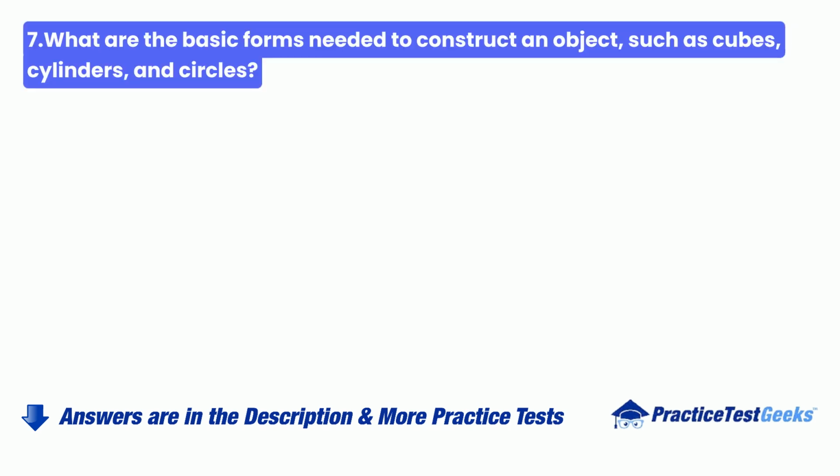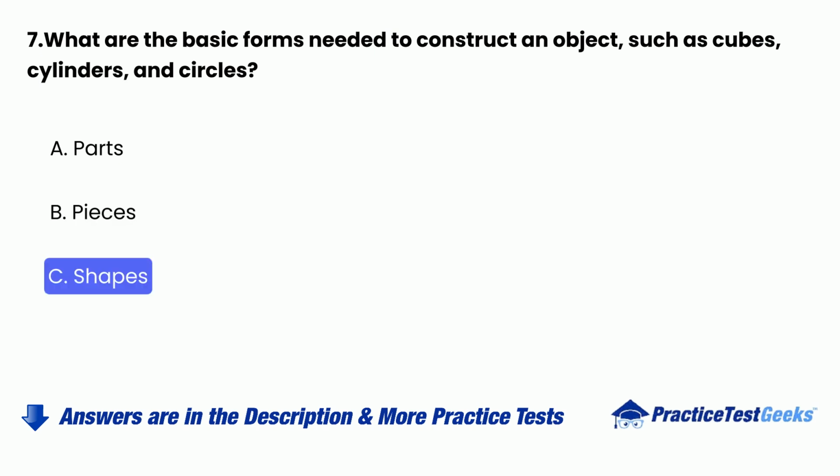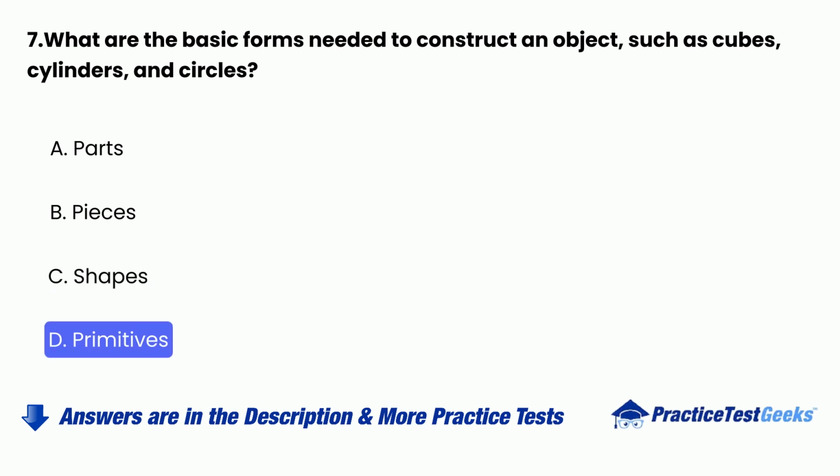What are the basic forms needed to construct an object, such as cubes, cylinders, and circles? A. Parts. B. Pieces. C. Shapes. D. Primitives.